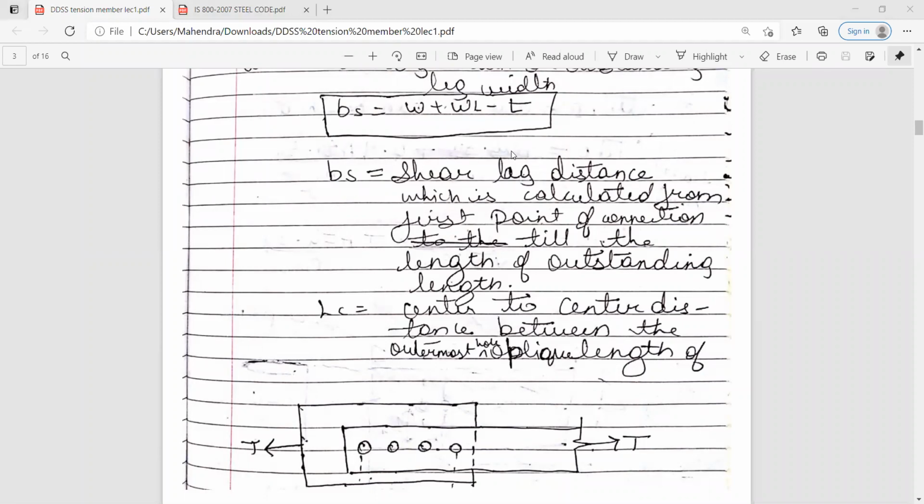What is Bs here? Shear lag distance, which is calculated from the twist point of the connection till the length of the outstanding leg. That means total W plus Wl minus thickness will be your Bs, that is the shear lag distance.